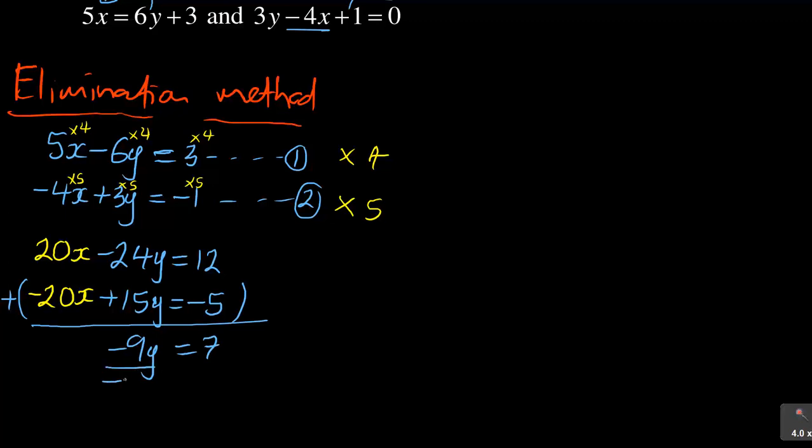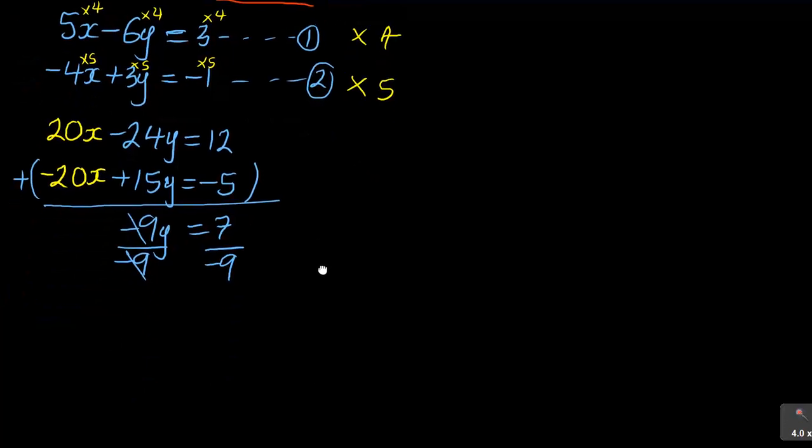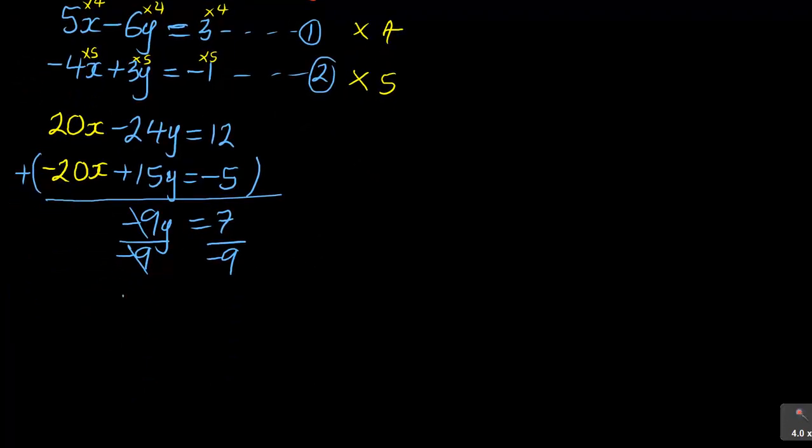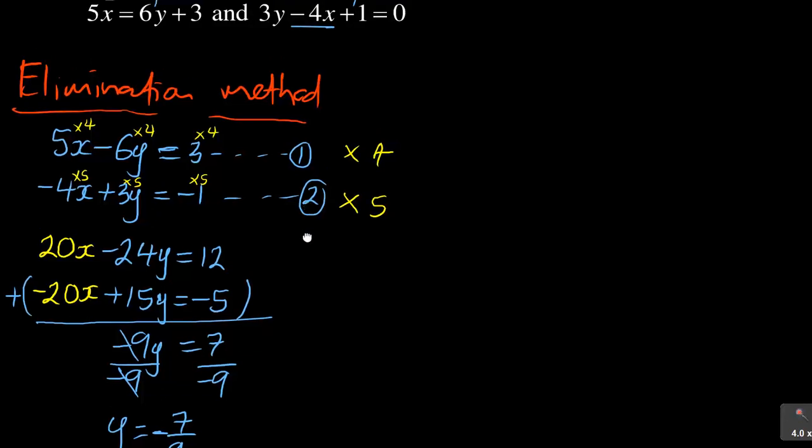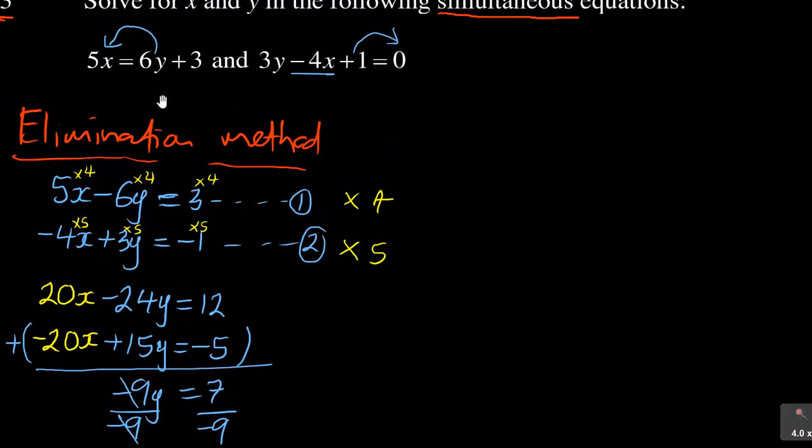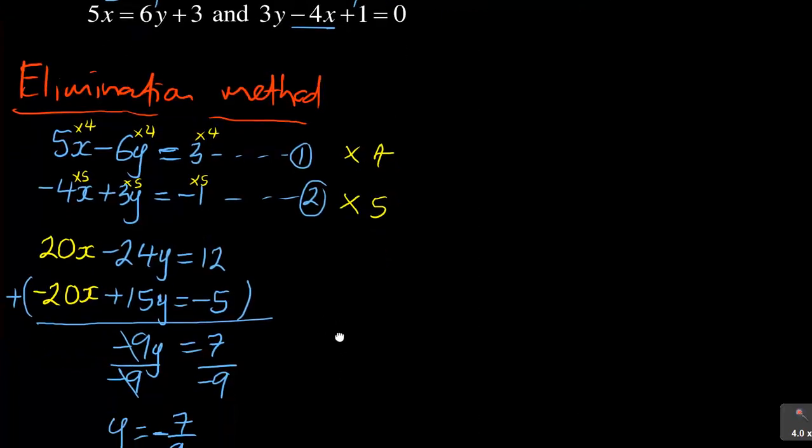You divide both sides by the coefficient of y, which is negative 9. If you continue, you're going to have y is equal to 7 over 9, but it's negative 7 over 9. When you have done that, you have to go to one of the original equations so that you can find x. Let's say the first one, which is 5x is equal to 6y plus 3.